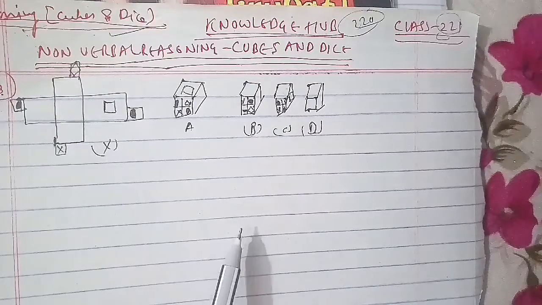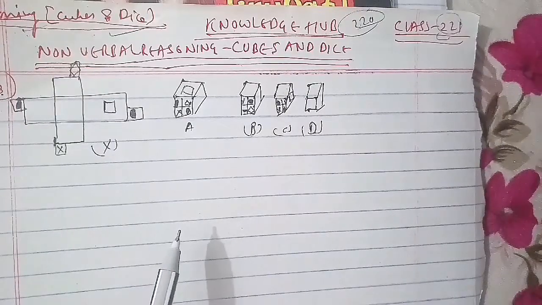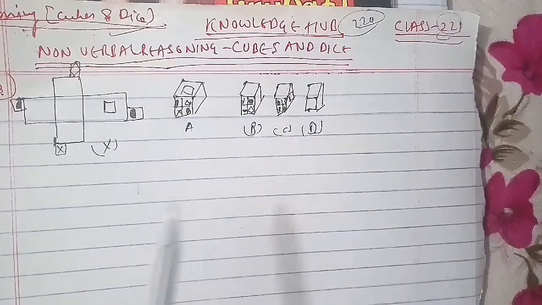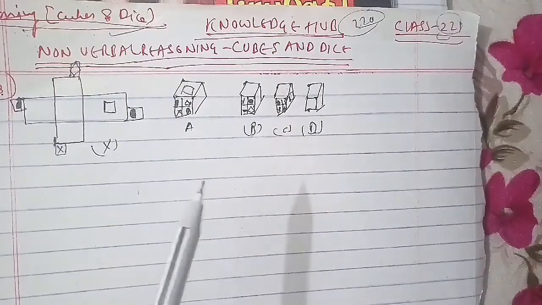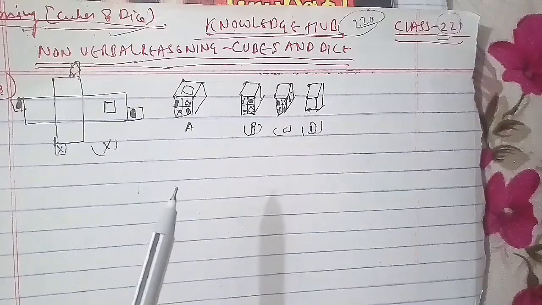In this case, the pattern in figure X shows that the cubes B, C, D can be formed by folding figure X, and the option B, C and D will be the right answer for this question. These three will be the right answer. They can be formed by folding this particular figure X.